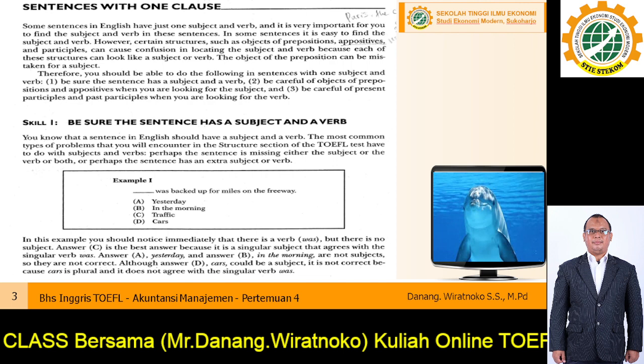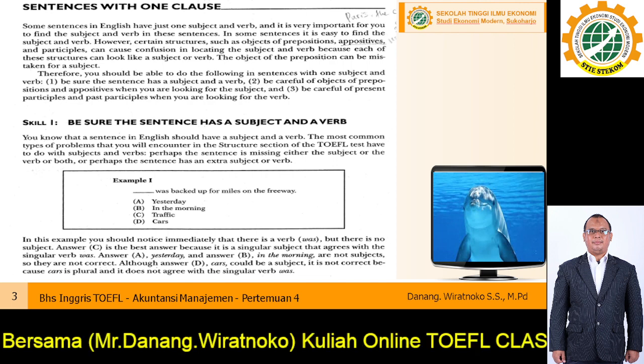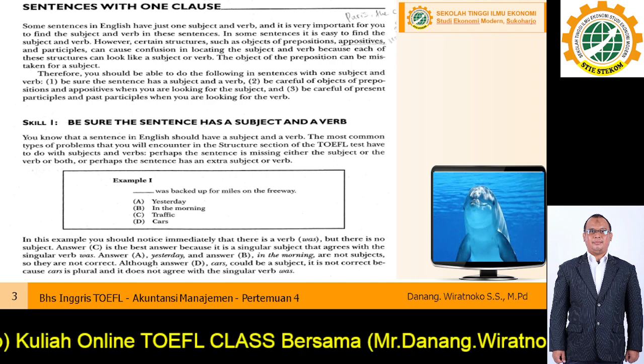But in some sentences it is easy, and however certain structures, ada juga beberapa elemen yang bisa membingungkan kita, ya, seperti object of preposition atau appositive, ya. Dan juga ada istilah participle. Nah, ini bisa membingungkan kita untuk menemukan the location of the subject and verb, because each of these structures can look like subject and verb. Karena elemen-elemen ini bisa juga menjebak kita dalam berpikir bahwa itu adalah subjek atau verb.